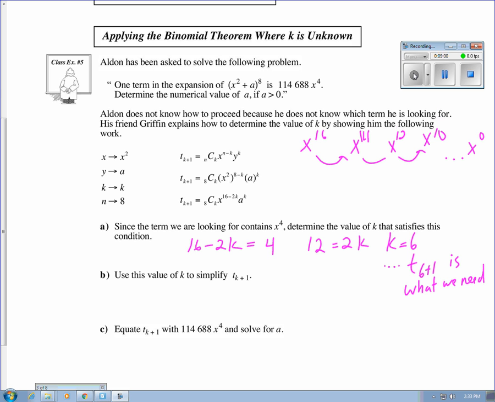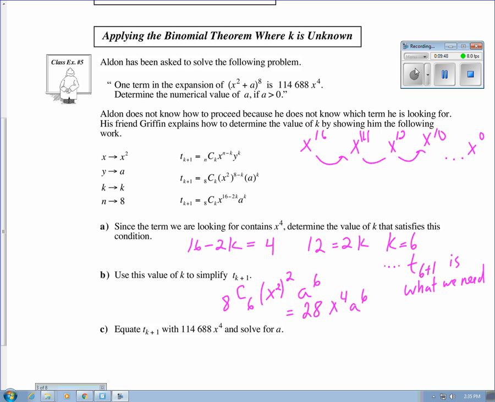So trying out our formula, I'm looking for term k plus 1. And I know how that formula plays out. The exponent on a is my k. The exponent on x squared is 8 minus k. And when I simplify that, I'm looking for the place where I get x to the 4. So 16 minus 2k, the exponent, must be equal to 4. That means 12 is equal to 2k. That means k is equal to 6. And I'm looking for the 7th term.